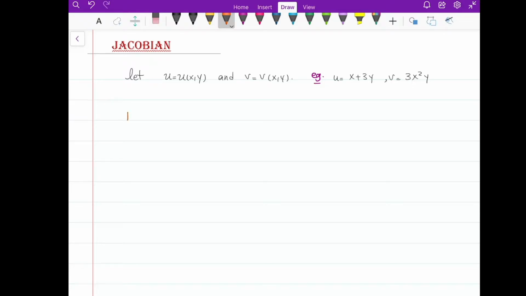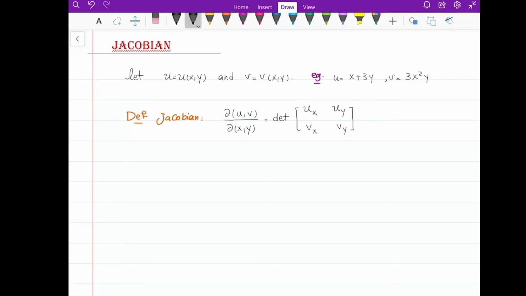We're going to define the Jacobian of this transformation as this. This is the notation, the partial of u and v with respect to x and y. This is just a notation saying that I'm taking the derivative of u with respect to x and y and the derivative of v with respect to x and y. The Jacobian is the determinant of this matrix: partial derivative of u with respect to x, partial derivative of u with respect to y, partial derivative of v with respect to x, and partial derivative of v with respect to y.